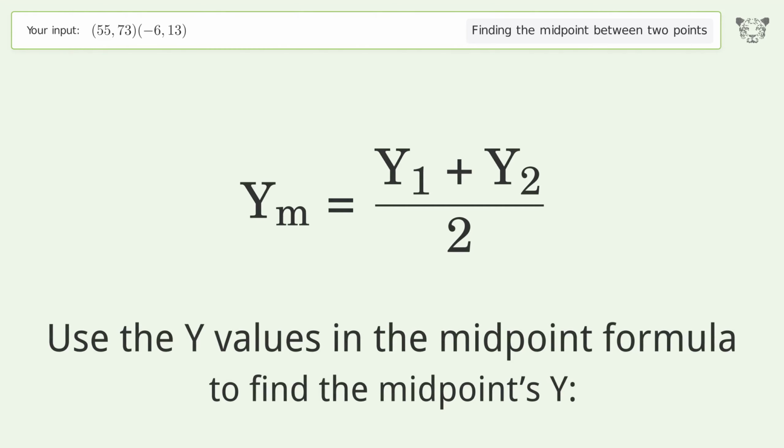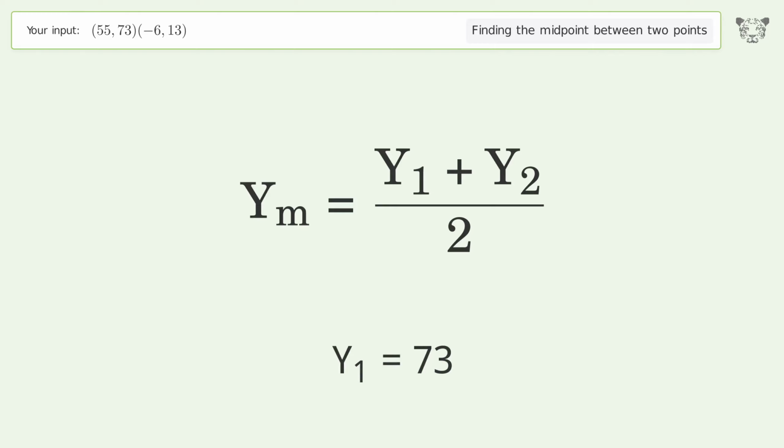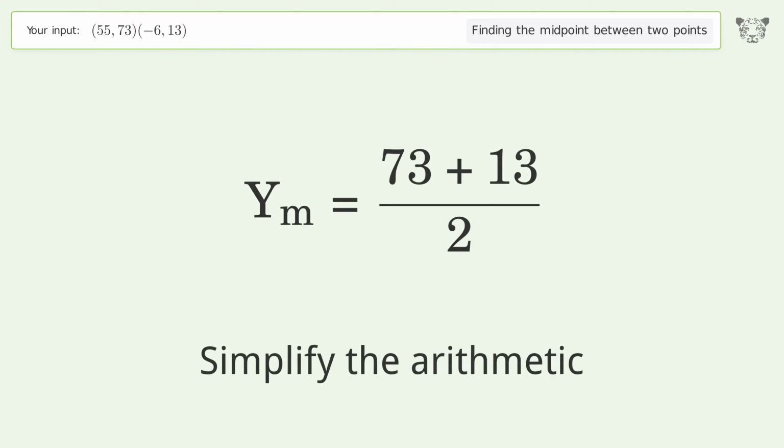Use the y values in the midpoint formula to find the midpoint's y. y1 equals 73. y2 equals 13. Simplify the arithmetic.